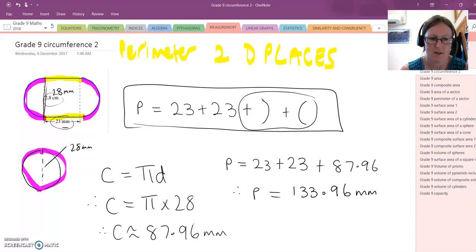We are asked to find the distance around the outside of this shape, so if we add this yellow length, the pink length, the yellow length, and the second pink length, that does give us our perimeter, the total distance around the outside of this shape.